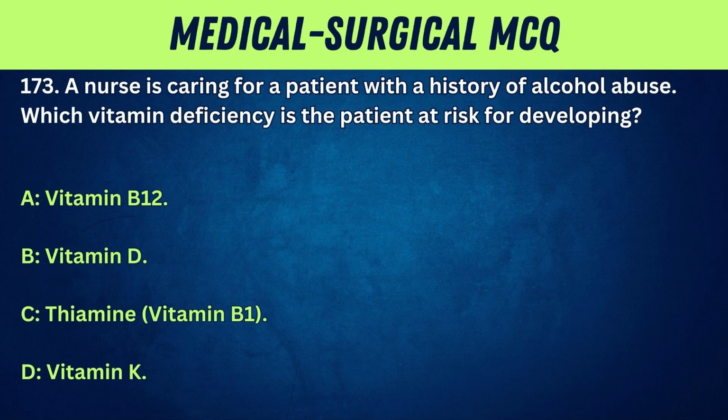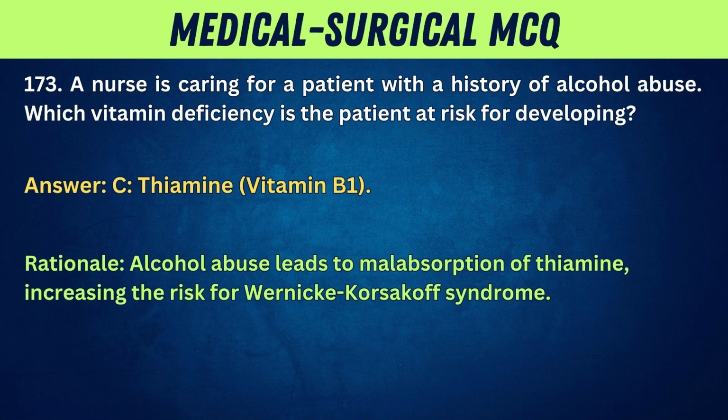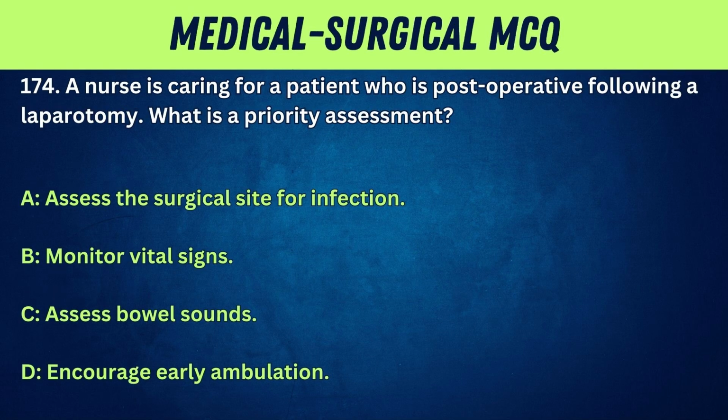173. A nurse is caring for a patient with a history of alcohol abuse. Which vitamin deficiency is the patient at risk for developing? A. Vitamin B12. B. Vitamin D. C. Thiamine, vitamin B1. D. Vitamin K. Answer: C. Thiamine, vitamin B1. Rationale: alcohol abuse leads to malabsorption of thiamine, increasing the risk for Wernicke-Korsakoff syndrome.